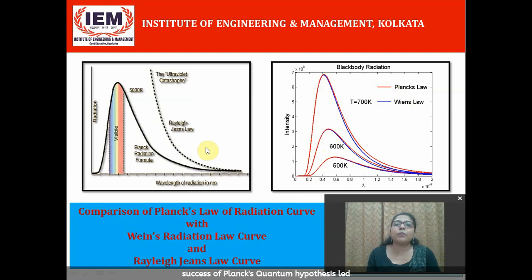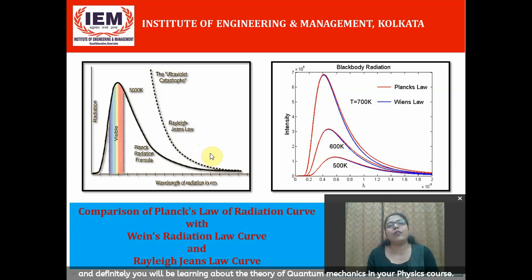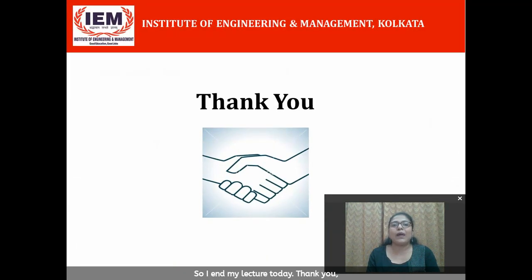The success of Planck's quantum hypothesis led to the development of a new theory in physics called quantum mechanics. It laid the foundation of quantum mechanics. And later on, eminent scientists like de Broglie of France, Heisenberg of Germany, and Erwin Schrödinger of Austria developed the theory of quantum mechanics. And definitely you will be learning about the theory of quantum mechanics in your physics course. So I end my lecture today.